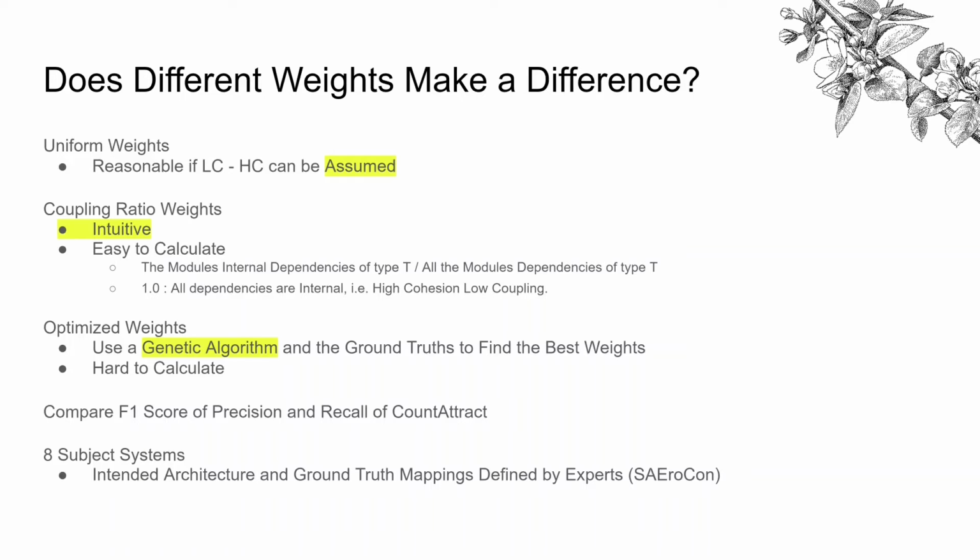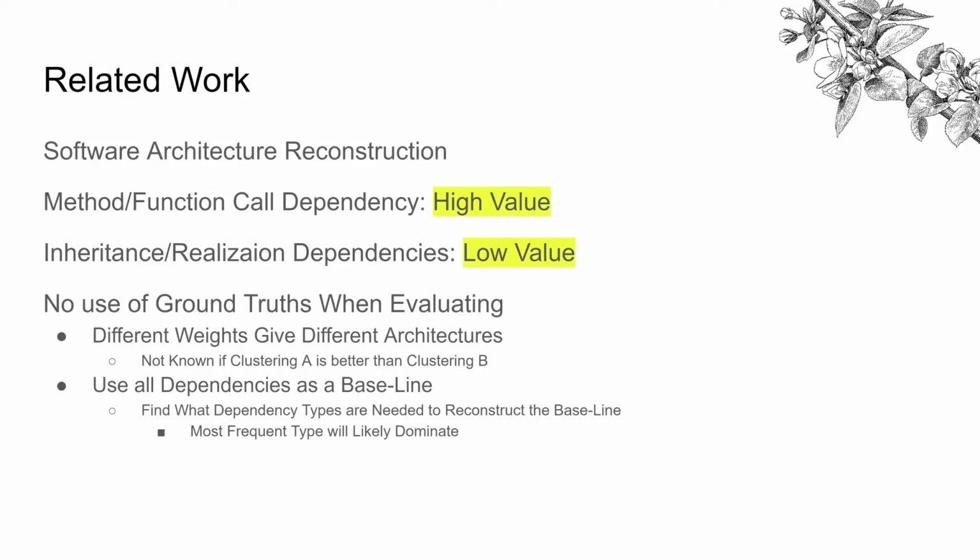We do this for 8 subject systems where we have the intended architecture to ground truth mappings as defined by experts, and this has been the work of the EXA Cyrocon workshop for a few years. So what does the related work say about different weights for dependencies? We have mainly found research in the software architecture reconstruction area, and in general they seem to value method and function calls dependency high, and inheritance and realization dependencies low.